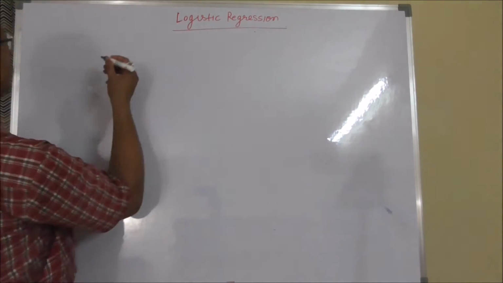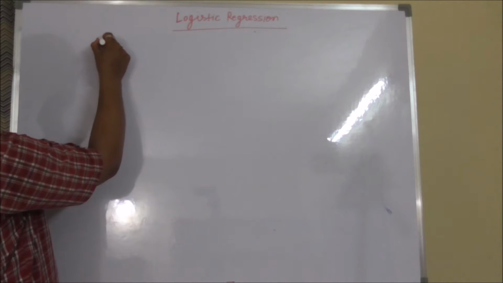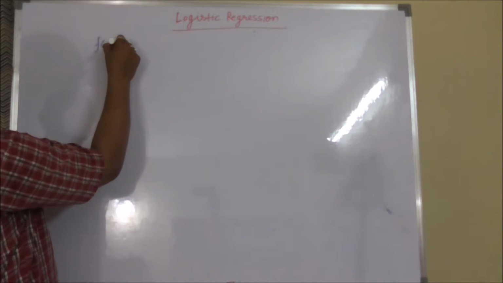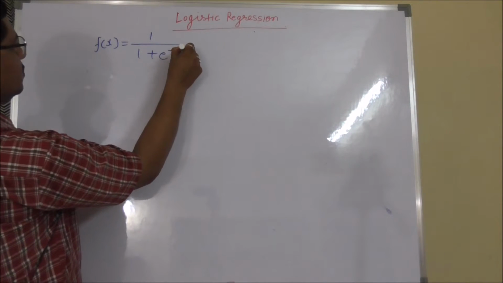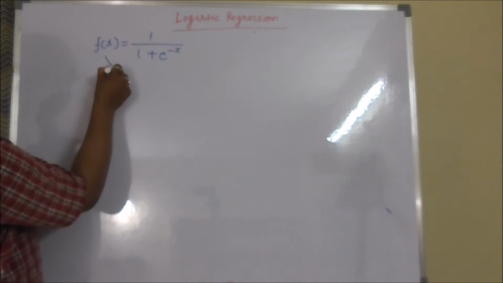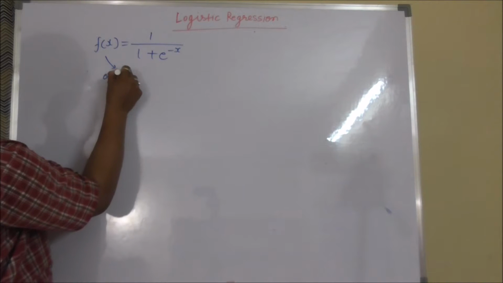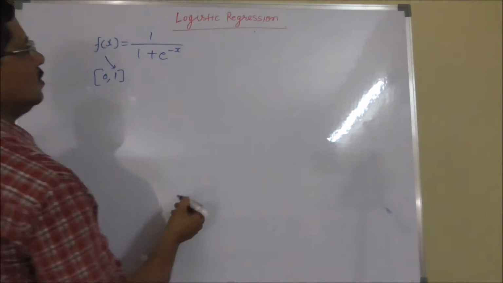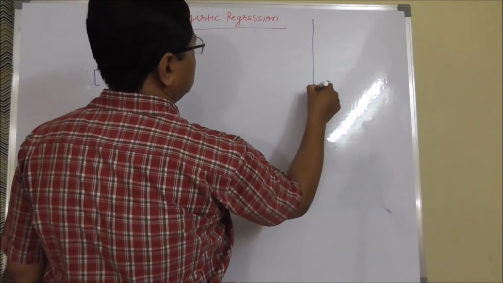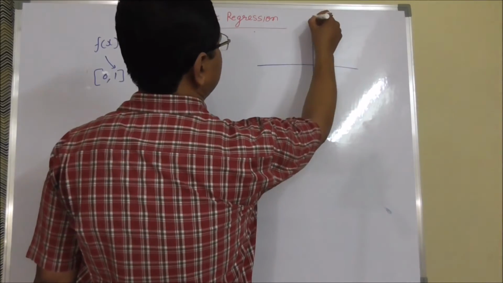Actually, the main function used in logistic regression is the sigmoid function. We can represent the sigmoid function as follows. The value of the sigmoid function lies in the range of 0 to 1. Now let us draw it on the x and y axis.